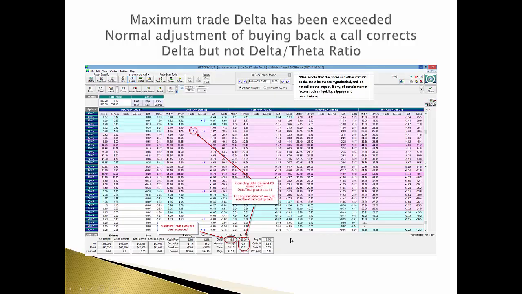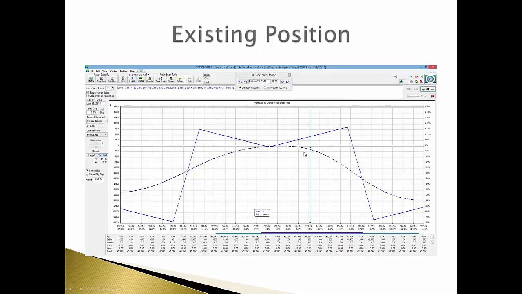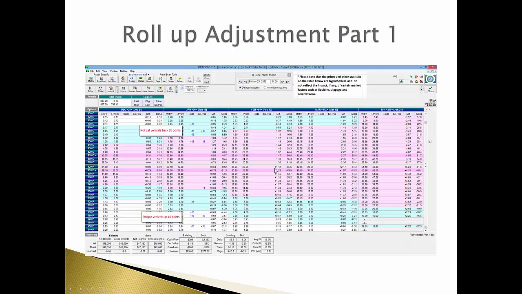So since I can't buy this back and get the numbers that I want, I'm going to have to do the roll. This is what the existing position happens to look like. So this is what I'm going to do for an adjustment. I'm going to roll this spread right up here back 20 points. Then I'm going to take my lower spread. I'm going to roll it up 40 points. That'd be the first part.